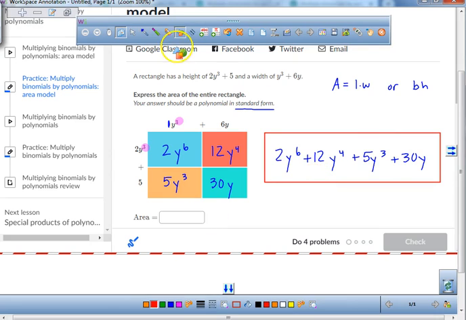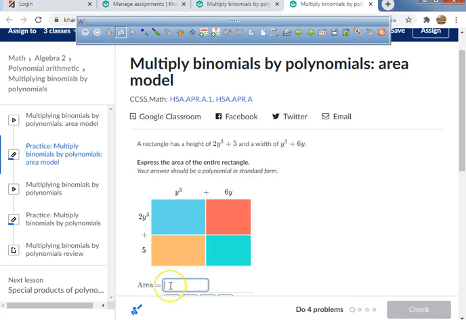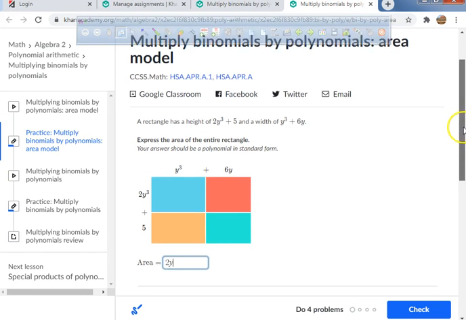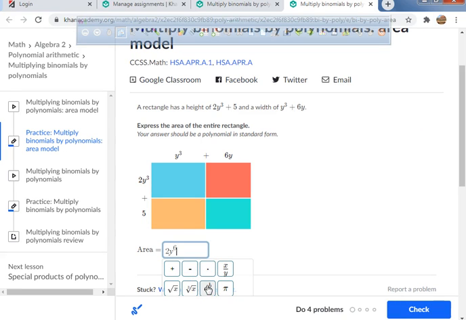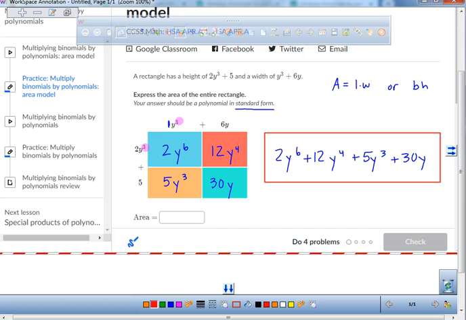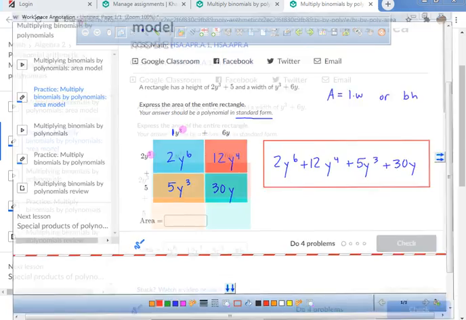All right, here we go. Type it in. What did we start with? We started with a 2y to the power of 6. And then what do we have? Plus 12y to the power of 4. Then plus 5y to the power of 3. Then 30y. I double check it just to make sure I didn't screw up, because I screw up all the time.